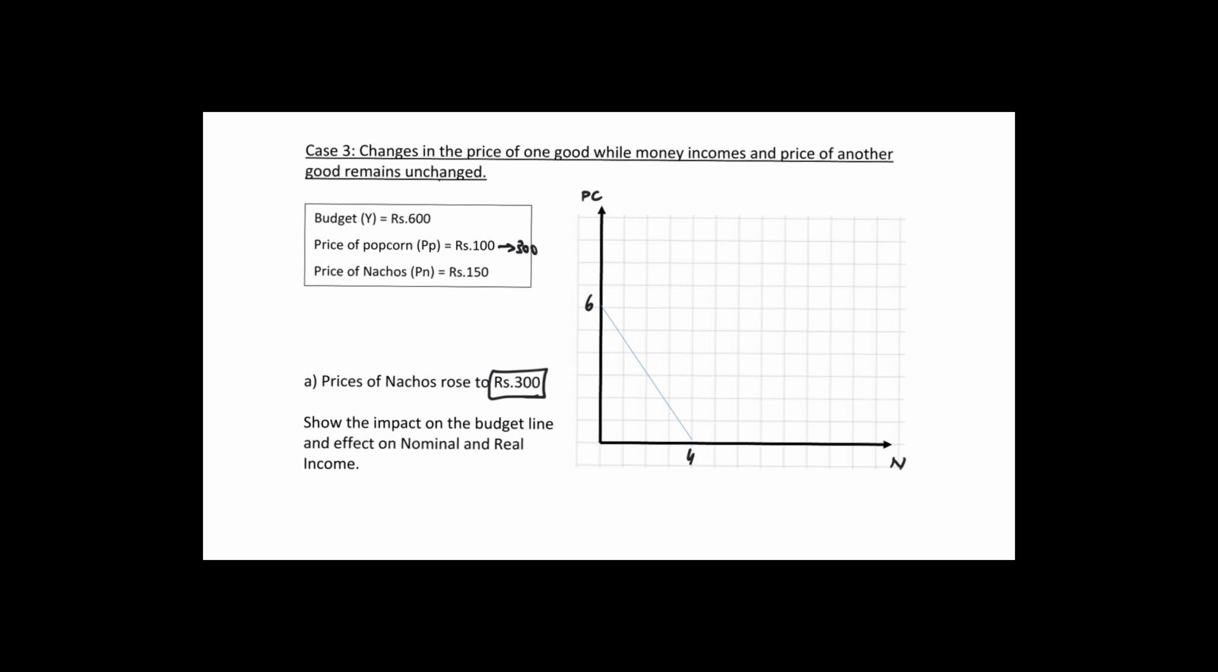So what's going to happen? Your affordability for nachos is going to go down to 2. And the affordability of the other good is not going to change. 600 divided by 3.